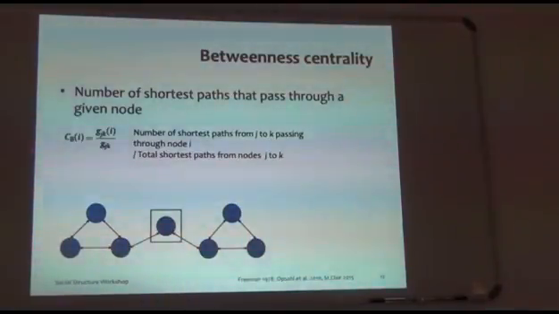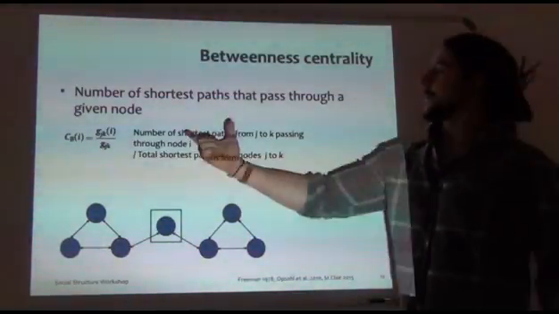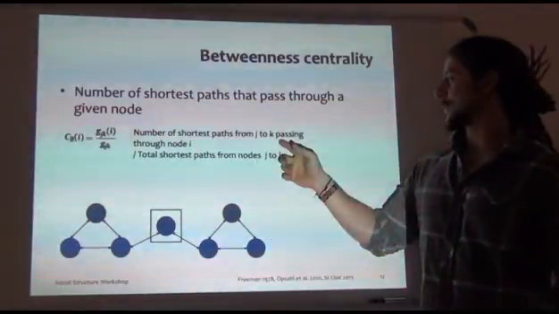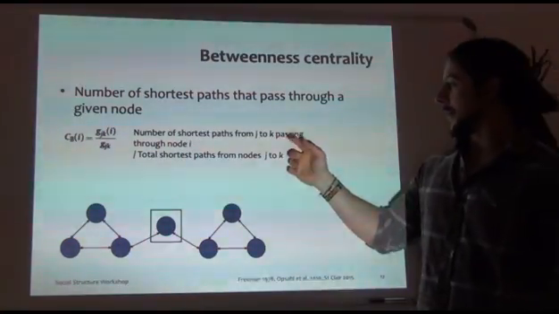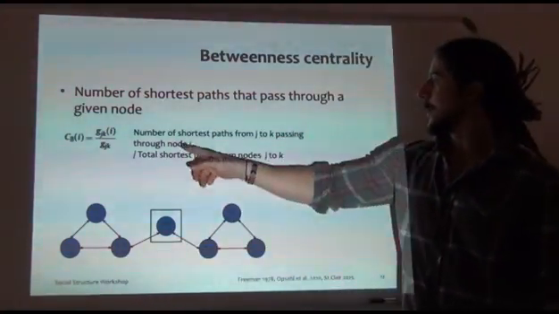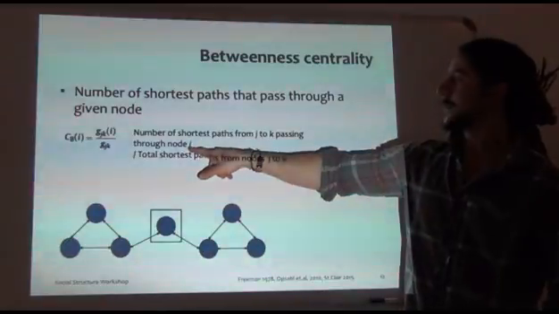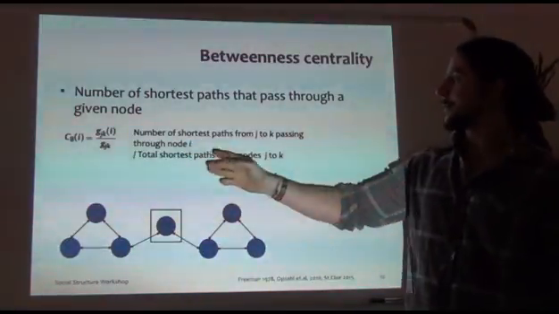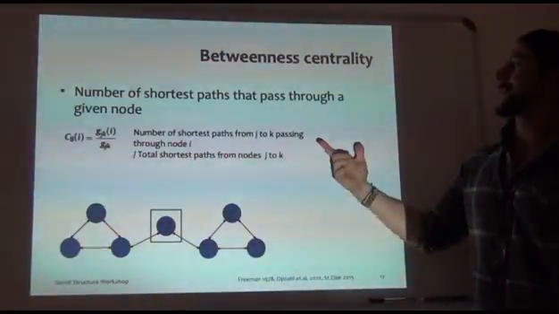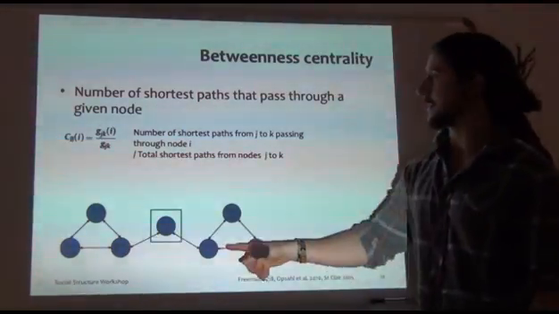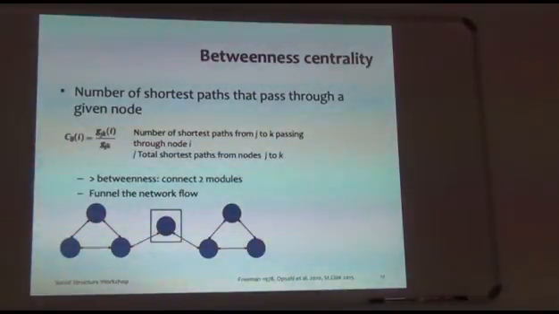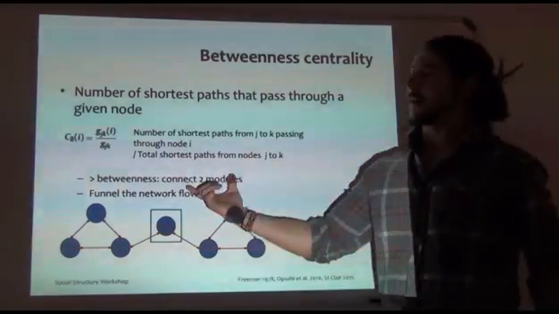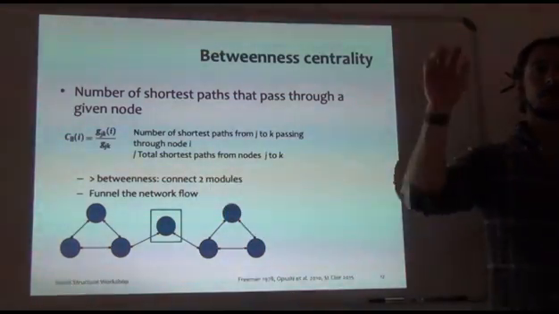The way we calculate it is super simple. It's the number of shortest paths that pass from a given node J to K. Say this is J, this is K, passing through the node of interest, node I, divided by the total shortest paths that pass from these guys to these guys. So when you have individuals with high betweenness, they tend to connect modules. They tend to be in the middle.